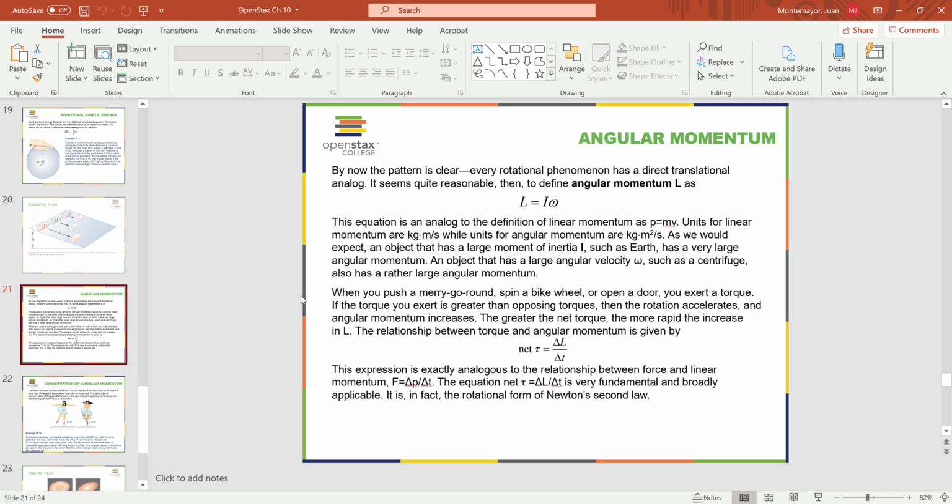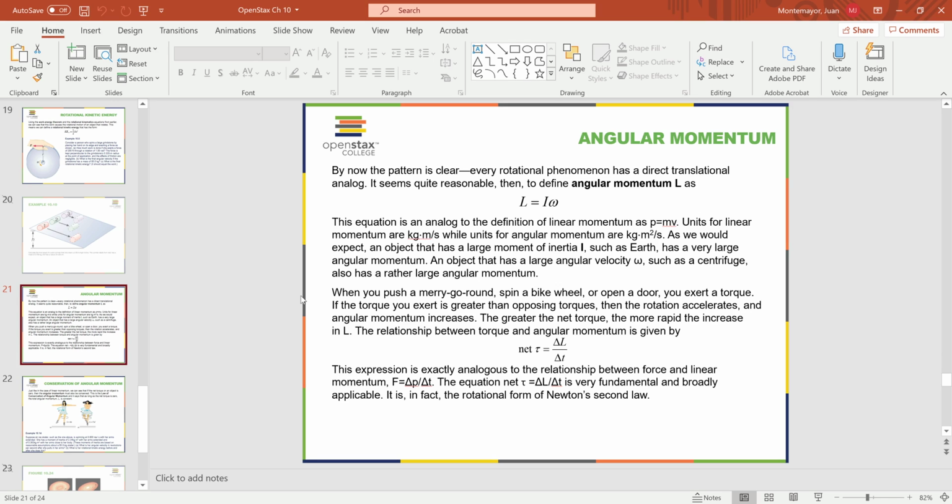Okay, so now we start with angular momentum. By now, the pattern is clear. Every rotational phenomenon has a direct translational analog. It seems quite reasonable then to define angular momentum, big L. L is equal to I omega. This equation is an analog to the definition of the linear momentum, which is p is equal to mv.